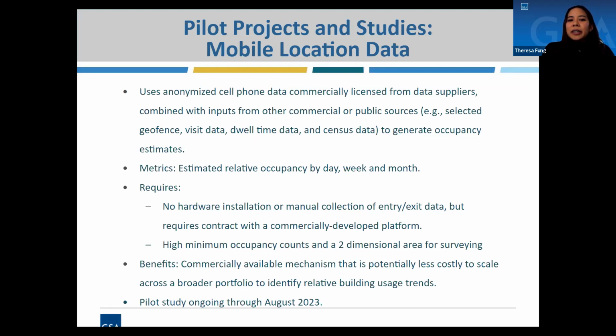Because it's an estimate, the level of accuracy is based on the anonymized cell phone data that is out there. So if there's not a high building population, there's just not that many pings that are out there and available for these data suppliers. So the estimate would be less accurate. But one of the benefits is that it is significantly lower cost because it's through platforms that are available in the marketplace. And it can give you relative occupancy levels. So maybe it's a good way to scale across a larger portfolio and identify which locations you should take a closer look at as far as relative density or relative occupancy.